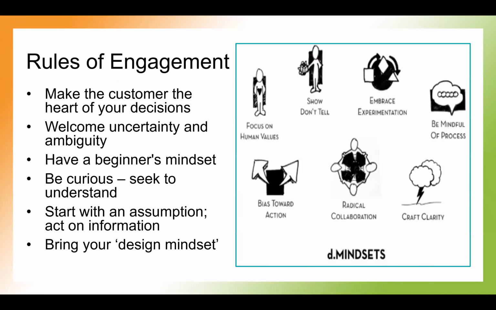So design thinking comes with some rules of engagement. These are design rules of engagement. You want to make the customer the heart of your decisions, because that's why it's called human-centered design. You want to welcome uncertainty and ambiguity, because don't be afraid of it, because throughout the process, design thinking is about taking uncertainty and ambiguity and then getting to radical clarity.